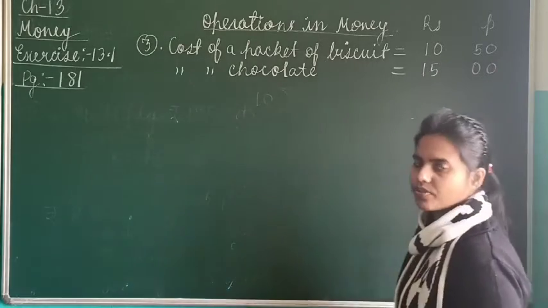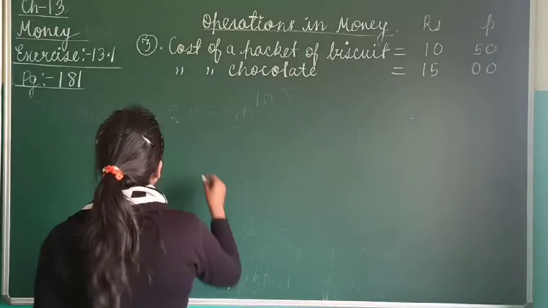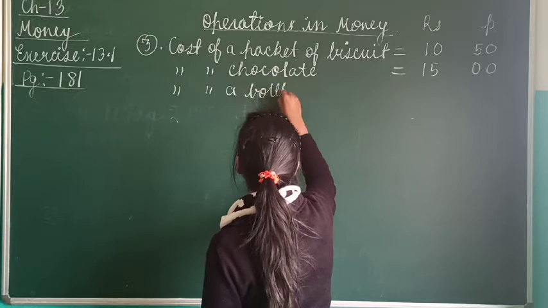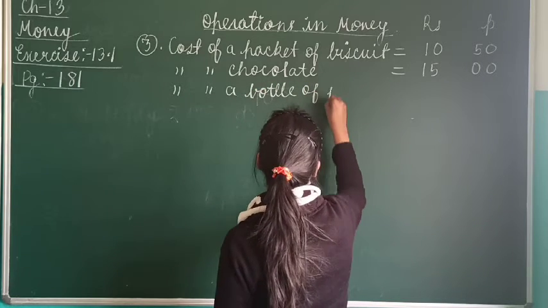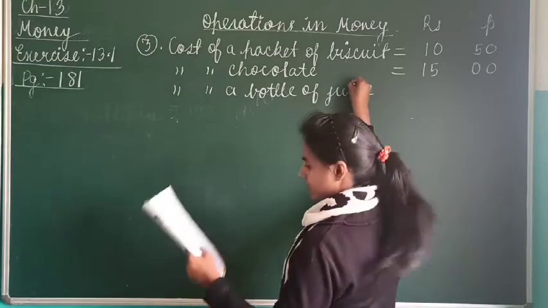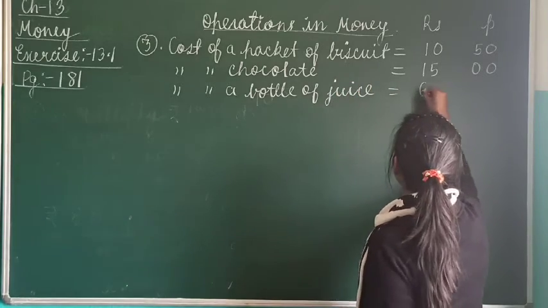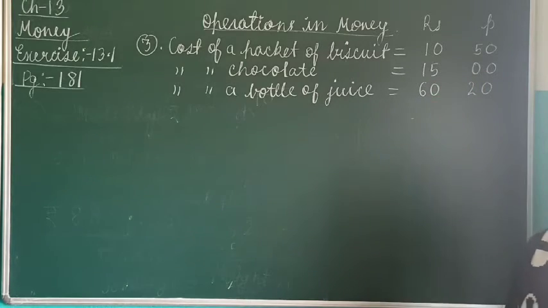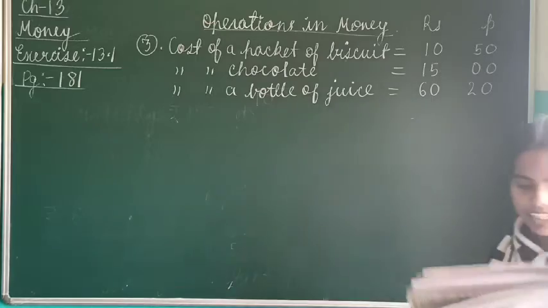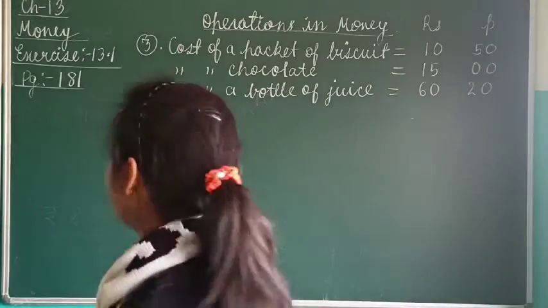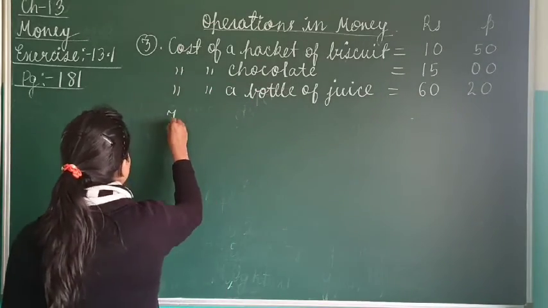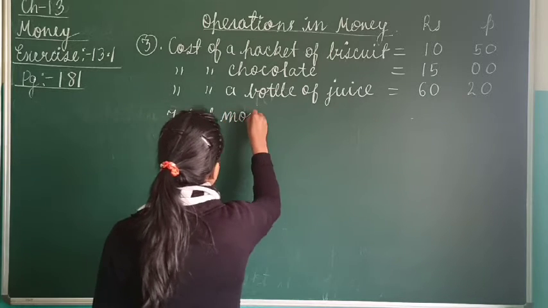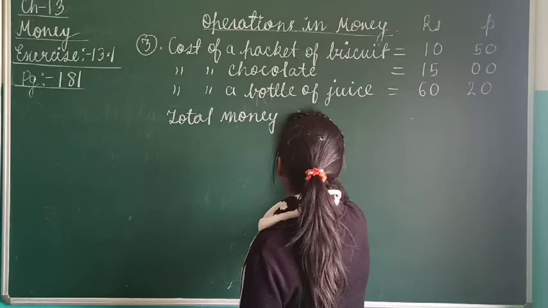Now cost of a bottle of juice is equal to how much? 60 rupees 20 paise. See how I have arranged the numbers. Okay. So line-wise you have to write it straight away. Now how much money did she spend in all? So total money spent is equal to how much?